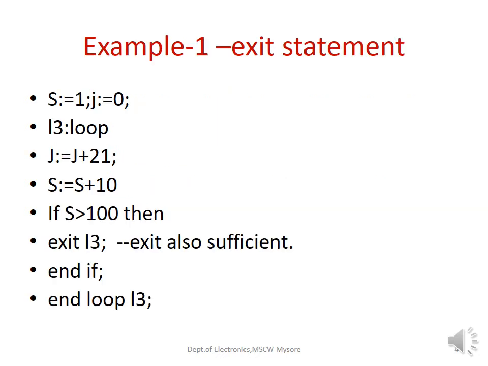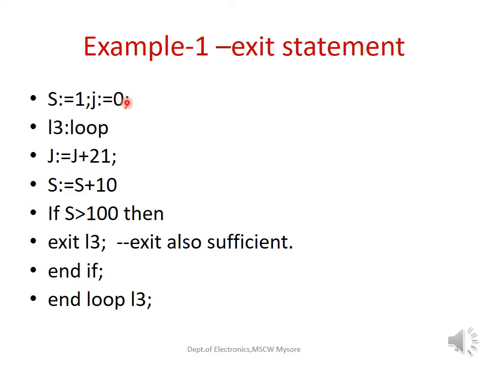Next, let us see an example. I have written one example here. The for loop represents your loop statement, and this is your loop label. We have taken s equal to 1 and j equal to 0 as variables, and in the loop I have written sequential statements. A loop statement begins with the keyword loop, which you studied in the last video. Go through that video once again if you are unable to understand anything about the loop statement. Then j is equal to j plus 1.